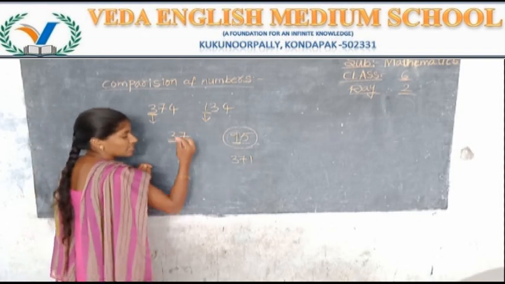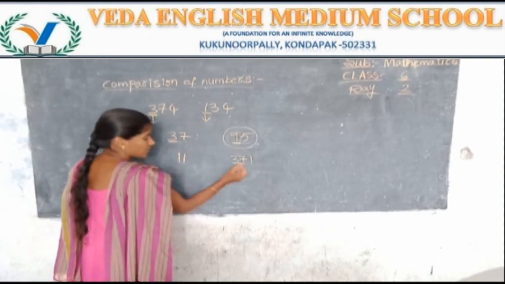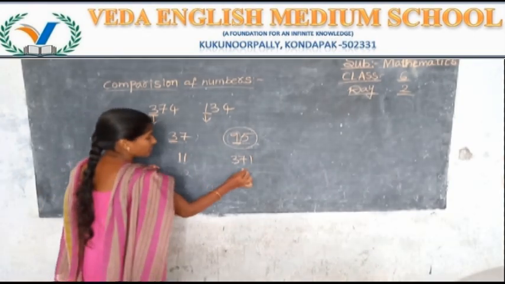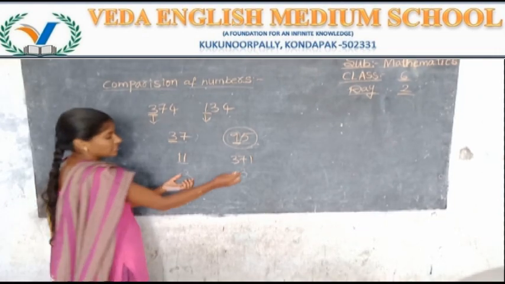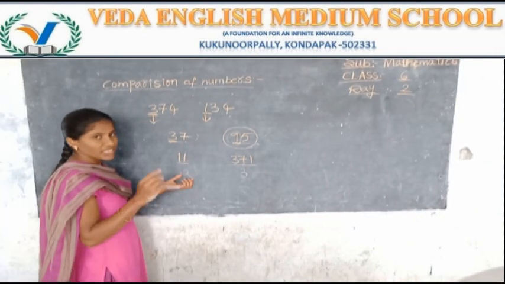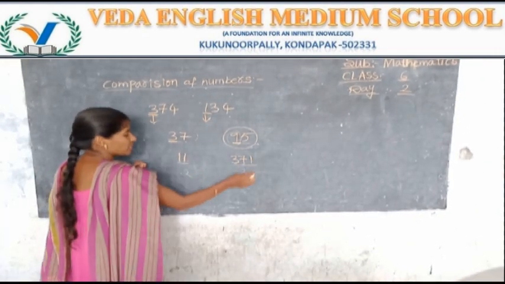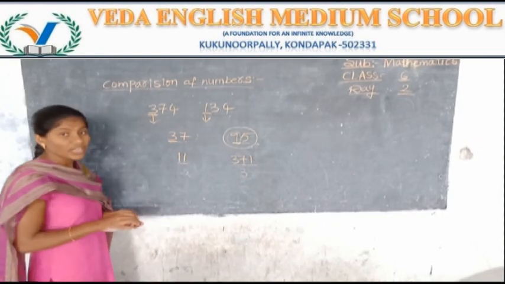Now how many digits are there here? 1, 2, 3. Here we have 2 digits. Here we have 3 digits. Which number contains the greatest number of digits? Here in this 371 we have 3 digits. So that's why 371 is the greatest number. Like this you have to compare.